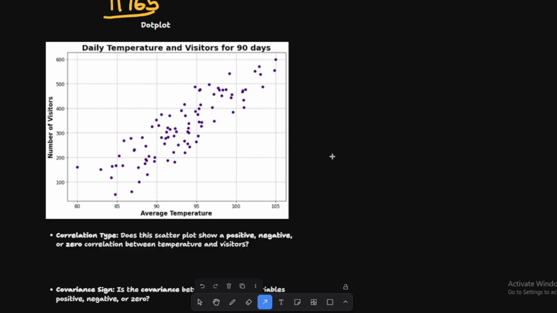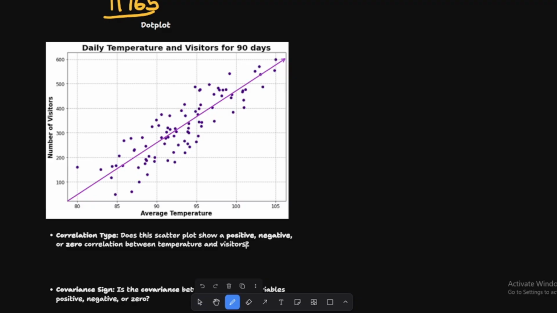So I'm going to go ahead and draw that line. We're going to draw it from, so that looks roughly like that, where 50% are above and 50% are below. So now let's start answering some questions. Correlation type. Does the scatter plot show a positive, negative, or zero correlation between temperatures and visitors?